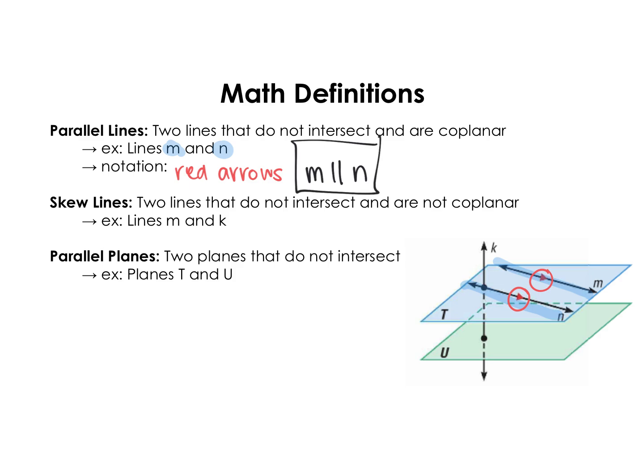Another vocab word that we have is skew. What skew means is it's just two lines that do not intersect and are not coplanar. So for example here, M and K. And last but not least, with the parallel idea, we also have parallel planes. So not only lines, but planes can be parallel as well, as in this picture, T and U.